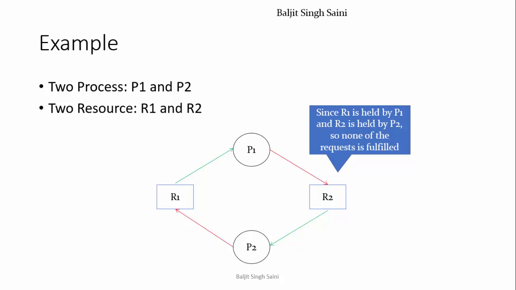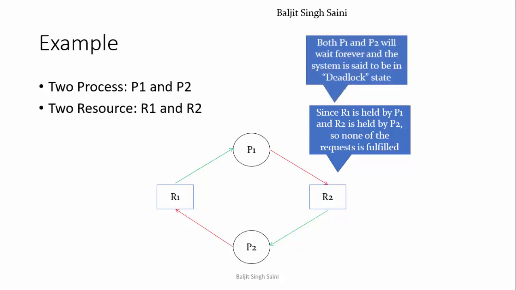रिक्वेस्ट P1 R2 के लिए कर रहा है जो कि P2 के पास ऑलरेडी ऑक्यूपाइड है. सिमिलरली P2 रिक्वेस्ट कर रहा है R1 के लिए जो कि P1 के पास ऑलरेडी ऑक्यूपाइड है. Now the question is, can this request be ever fulfilled? So your answer is no, because both P1 and P2 require the allocated resources and hence they are not going to preempt them and will keep on waiting for the requested resource.